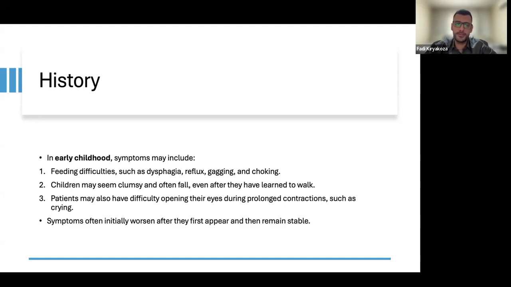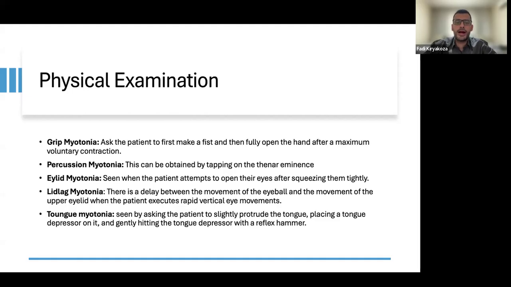Now about the fun part of being a neurologist, the physical examination. We have a lot of interesting signs to observe in myotonia. I have some videos and pictures that I will show you later, but we will first discuss them briefly. Grip myotonia is observed when the patient is asked to make a fist and then fully open the hand after maximum voluntary contraction. In this case, he will not be able to fully relax his fingers. He may use the other arm to open his hand.